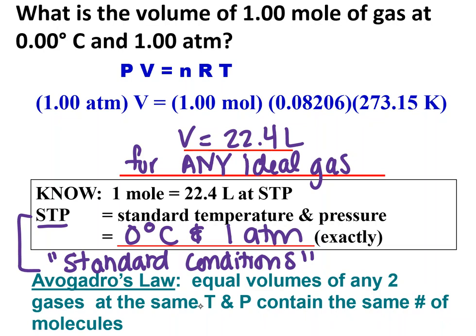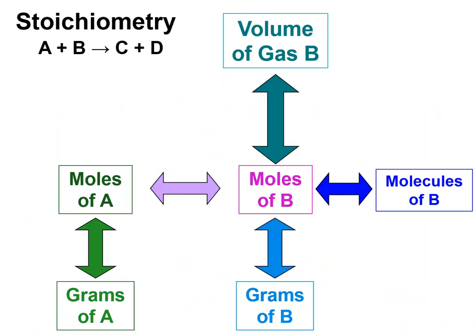This comes out of Avogadro's law, that if we're at the same temperature and pressure, then equal volumes have equal numbers of particles. So let's look at how we can use that. We're going to connect that to stoichiometry. Where I was talking about 1 mole is 22.4 liters, that's going to be a conversion for a gas at STP.